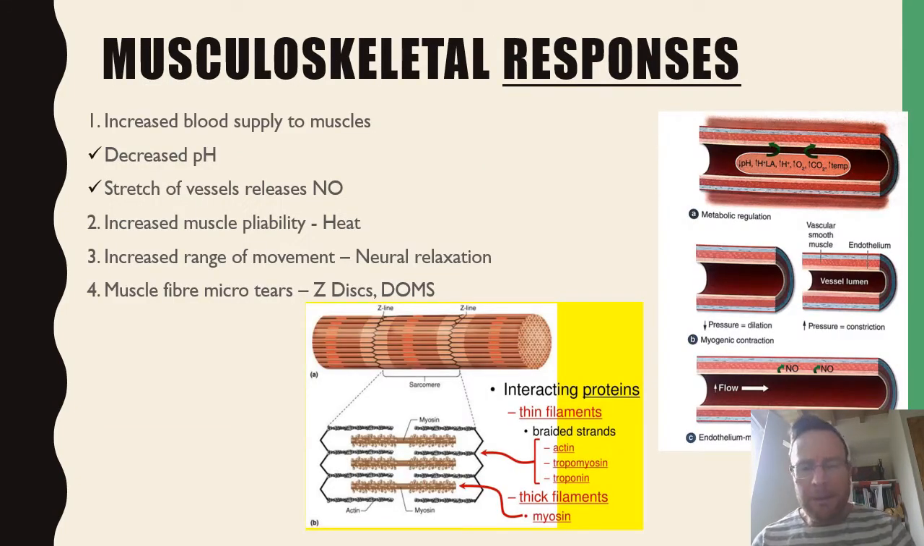The section you're asked to describe first is musculoskeletal responses to exercise, and I've put it under these four categories: increased blood supply to the muscles, increased pliability, increased range of movement, and muscle fiber tear. You have to discuss each one of these fairly briefly, but I'm going to go through that quickly with you. So the first one is this concept of increased blood supply to muscles.